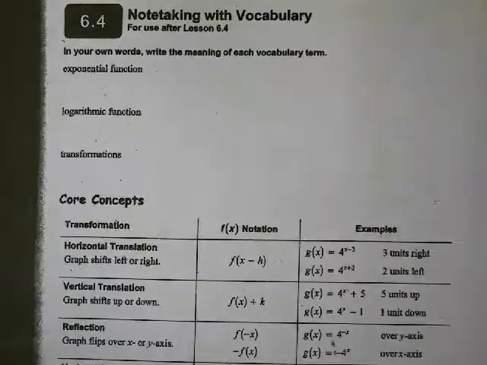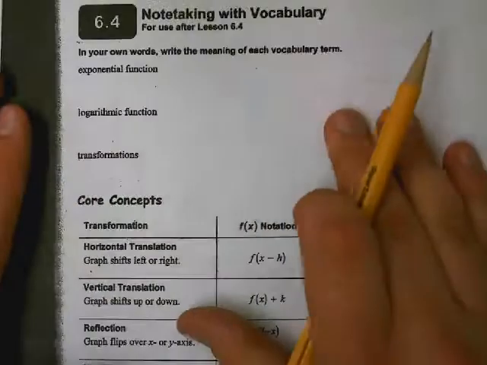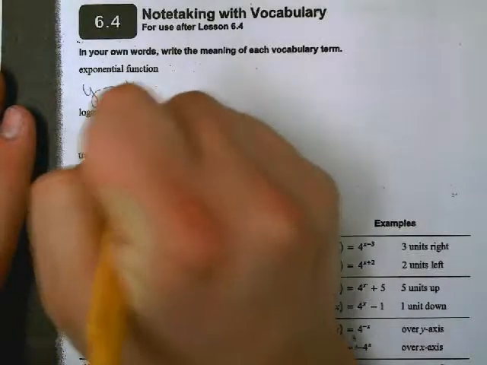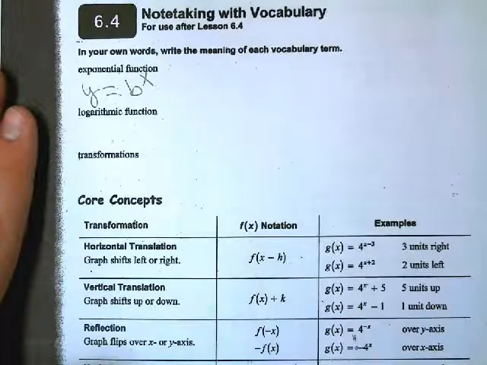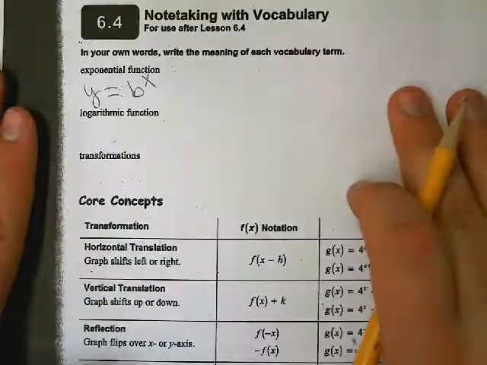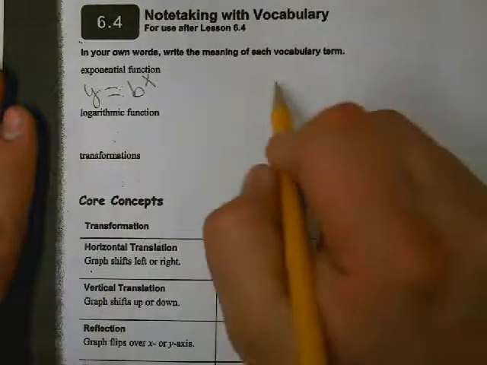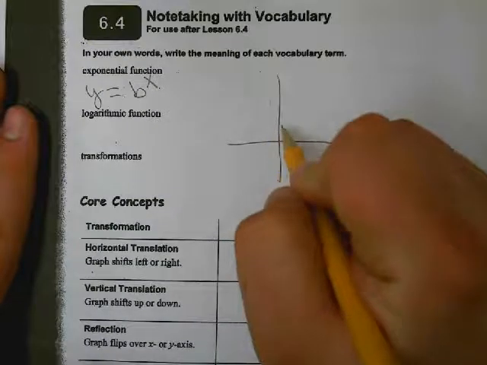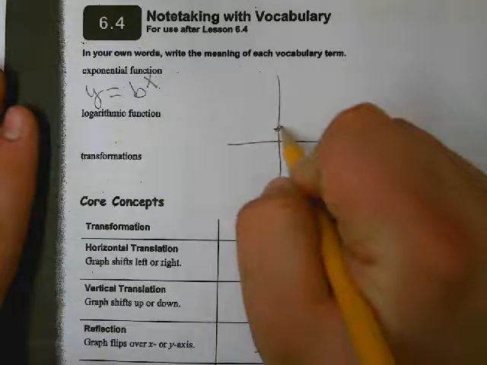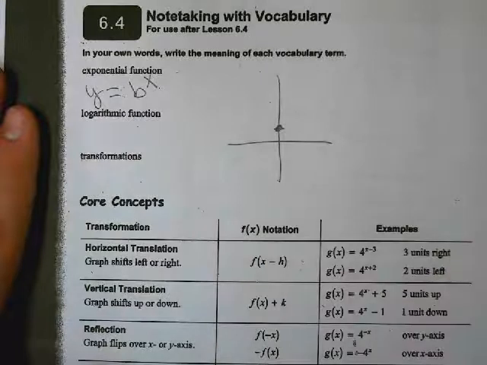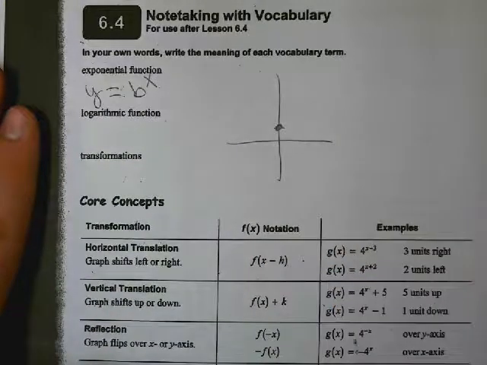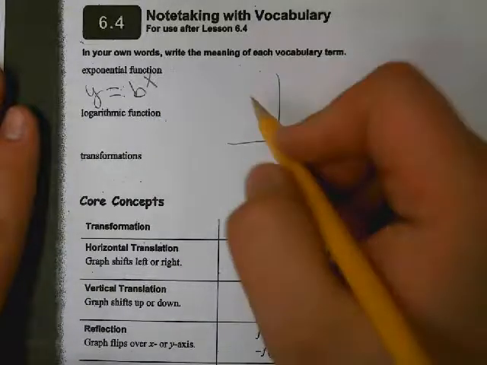Same with logarithmic functions. So generally, an exponential function is going to look something like this: y equals b to the x. That's the most basic form of it. Its graph will most commonly hit at x equals 0, y equals 1. That's where it's commonly going to cross.